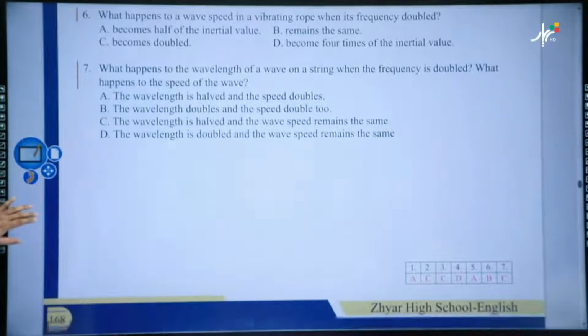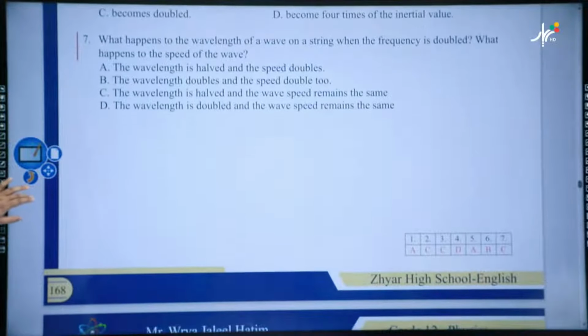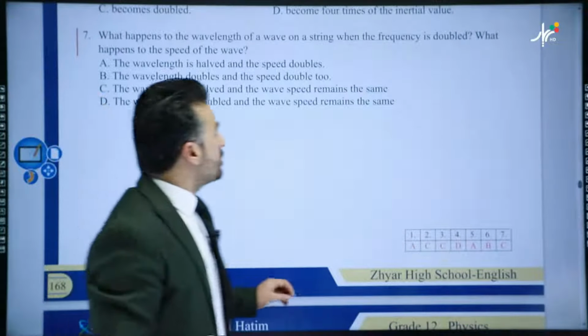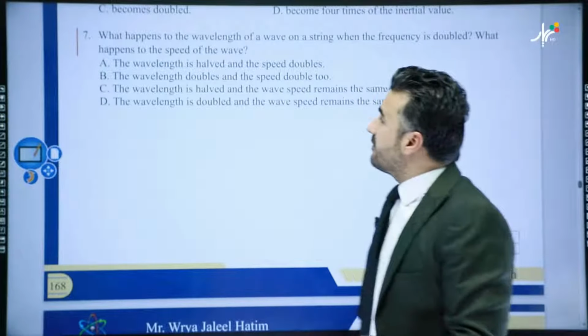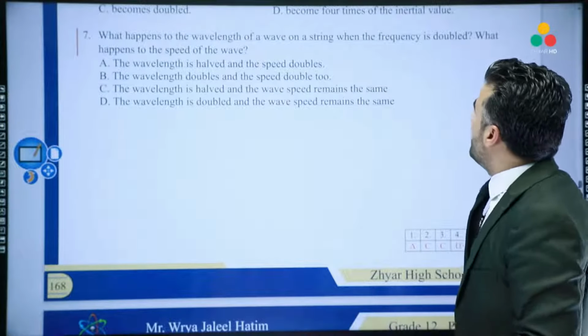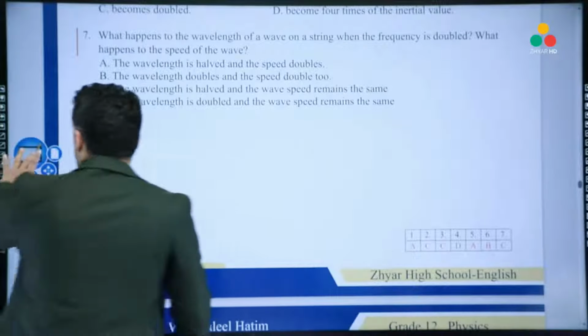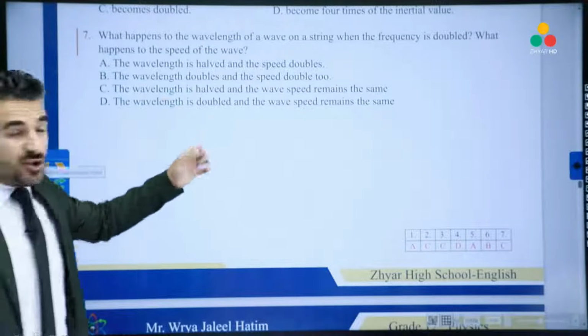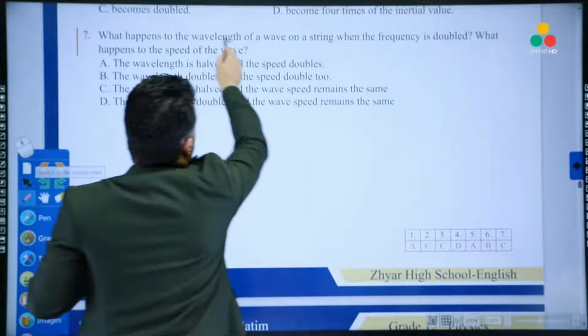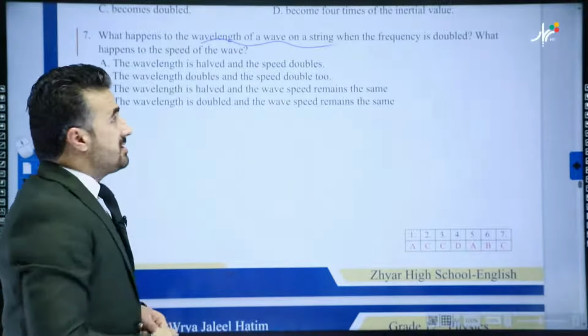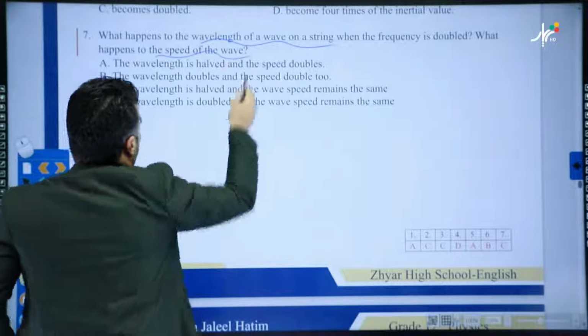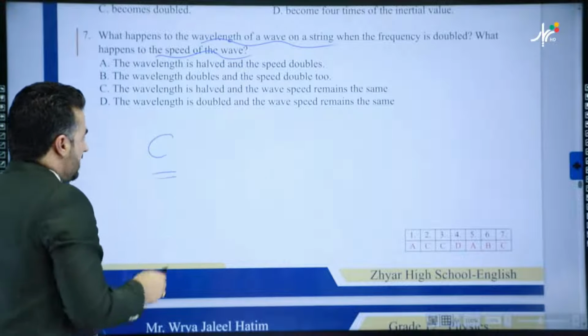Okay, now question 7 says, what happens to the wavelength of a wave on a string when the frequency is doubled? And of course, what happens to the speed of the wave, yeah? So, what happens to the wavelength? Now that is very similar to the previous one, except that there is one extra part here. It says, what happens to the wavelength when the frequency is doubled, and what happens to the speed? We said that the speed remains constant, yeah?